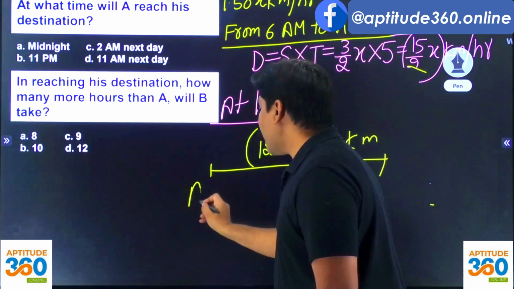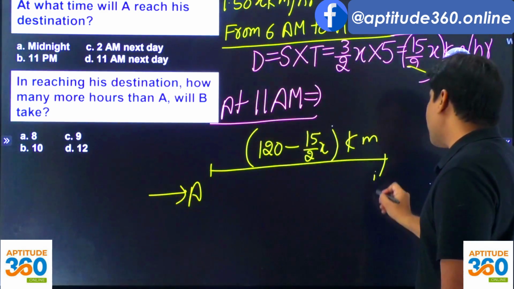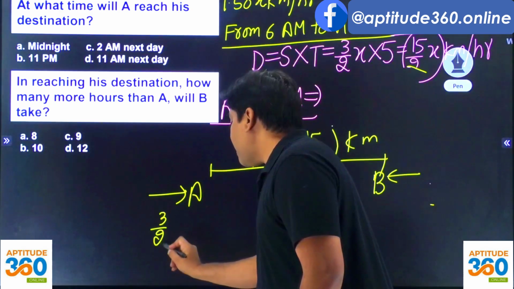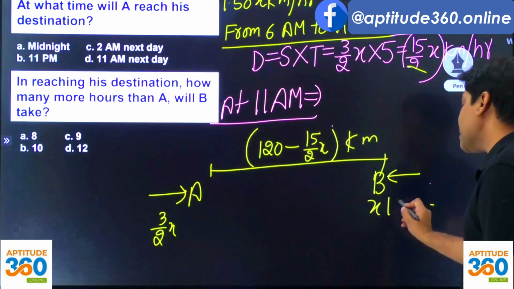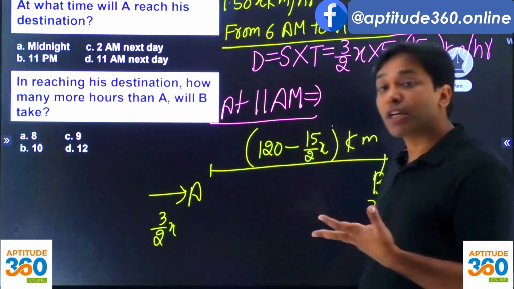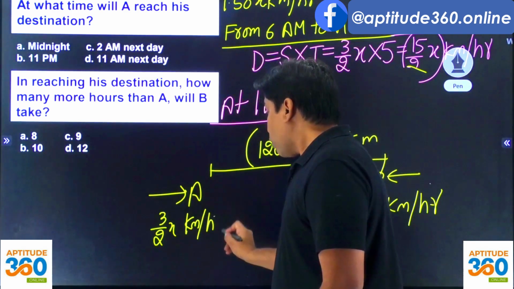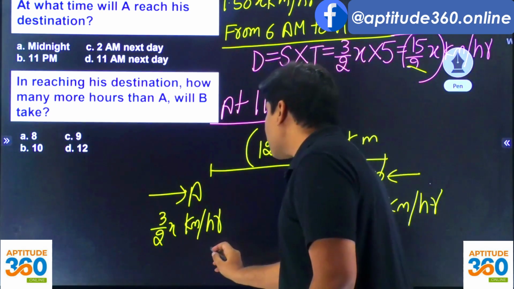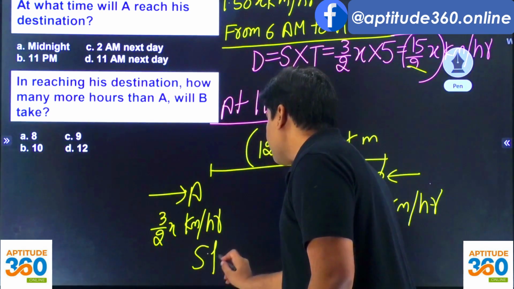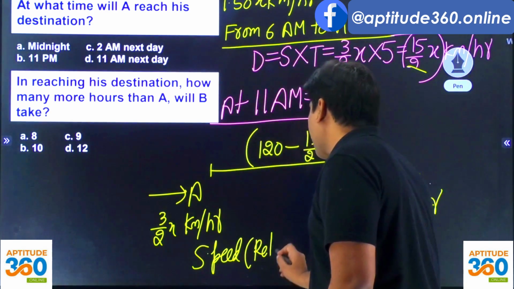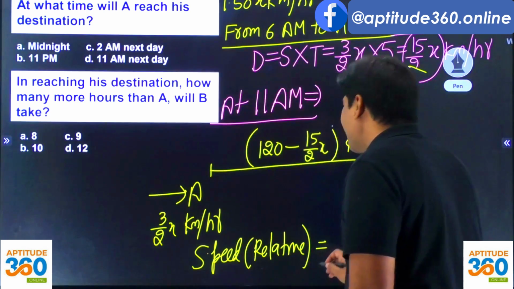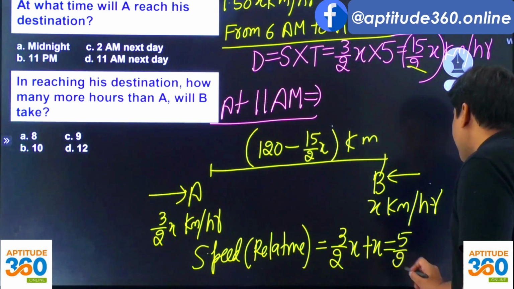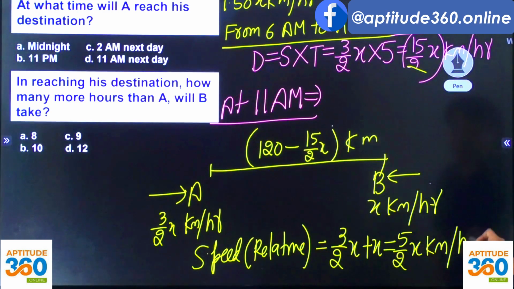And it's very simple for you to find out, isn't it? Now you have A who is moving towards this direction, and you have got B who is moving towards this direction. Both of them are moving now, and the speed of A is 3/2x, whereas speed of B is x kilometers per hour. And since both of them are approaching each other, what did we learn in the previous video? We learned that since both of them are approaching each other, then relative speed is going to be sum of these two. So what is going to be relative speed? This is going to be 3 by 2x plus x, yahi to sikha humne pichli wali video mein. So this is coming out as 5 by 2x kilometers per hour. Now this is the relative speed.